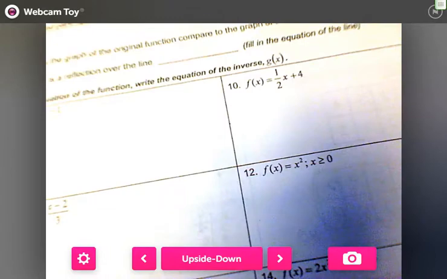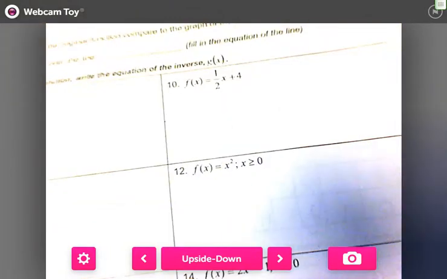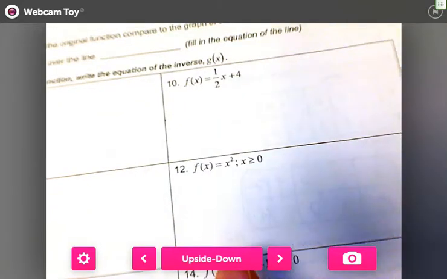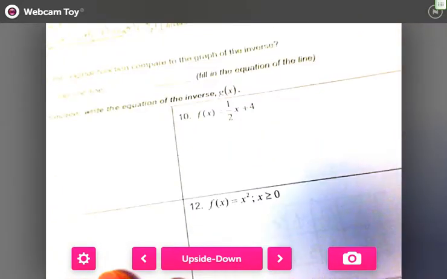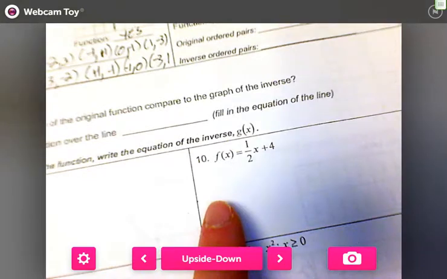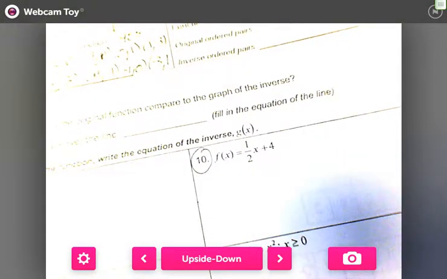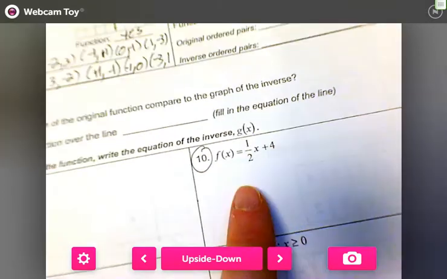Like number 12? Okay. All right, so we need to find the inverse of f. Number 10? Because it's got that fraction in there? Okay, so I think I should do 10 and 13 because you guys always get messed up when we take something to the third power. So let's look at 10.